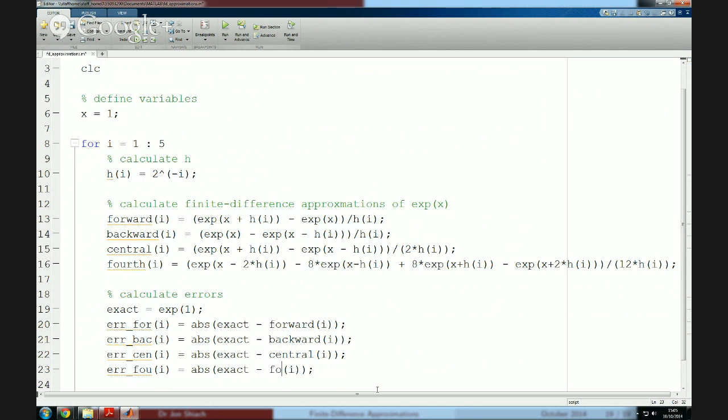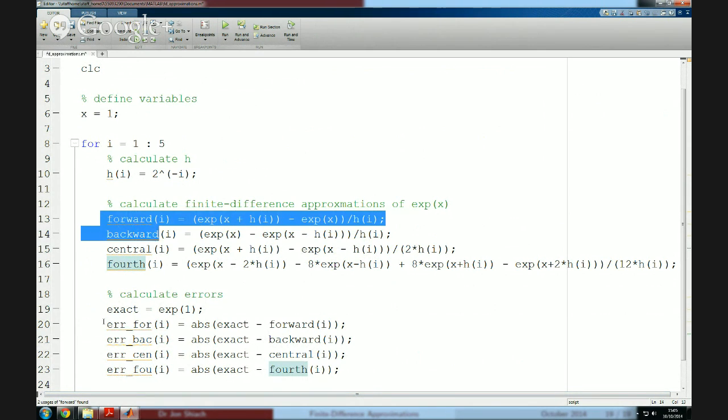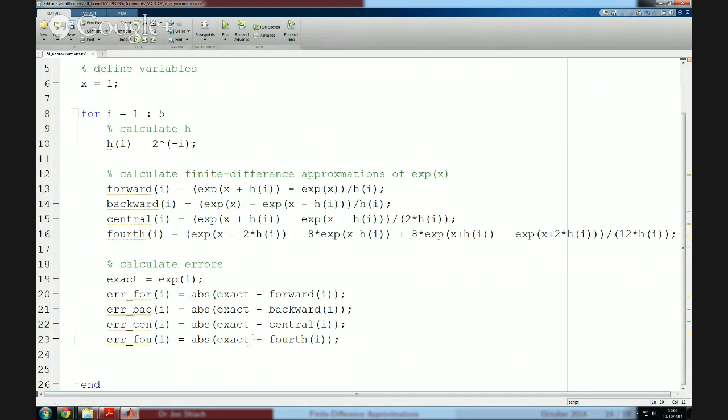And instead of forward, we have fourth. Okay. So what this has done is taking my approximations, I've calculated the errors. So what I want to do now is tabulate these. I want to show them on the command window. So output errors. I'm going to use an F statement.